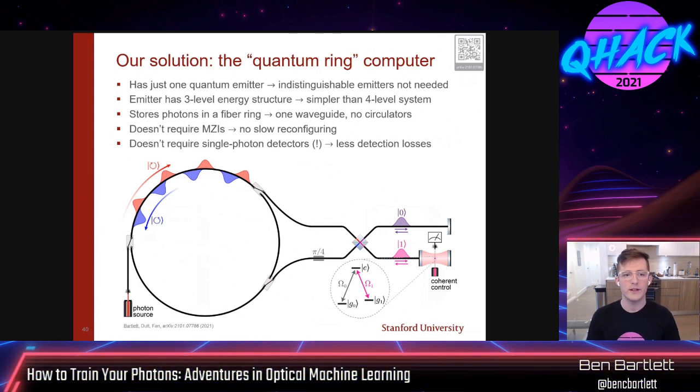And it stores photons just by having them counterpropagate through a fiber optic ring. And this is a very simple photon storage mechanism. There's only one waveguide here, and you don't need any circulators. Additionally, it doesn't require any MZIs or slow configurable optical components to operate. And perhaps most importantly, it doesn't actually even require single photon detectors to operate, even when reading out the quantum state. And this is one of the biggest challenges that a lot of implementations for photonic quantum computing run into, is that single photon detection efficiency is not great. So this does away with that problem.